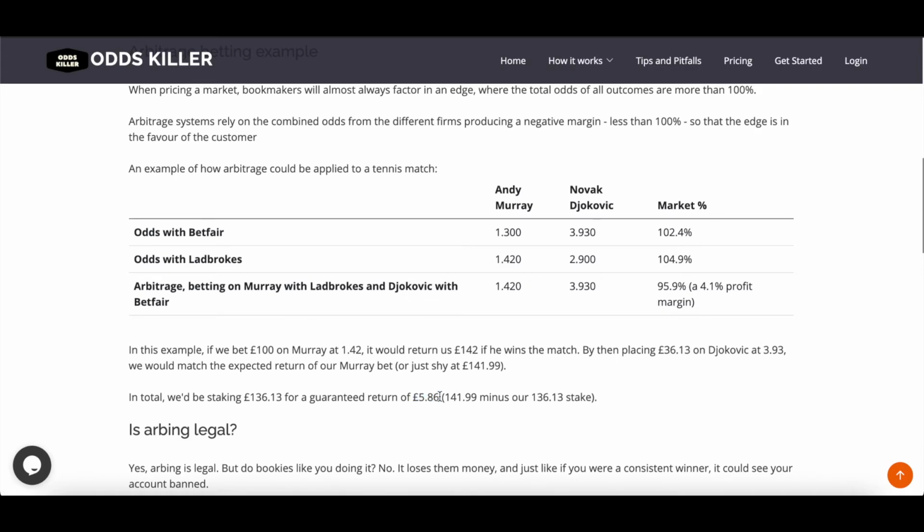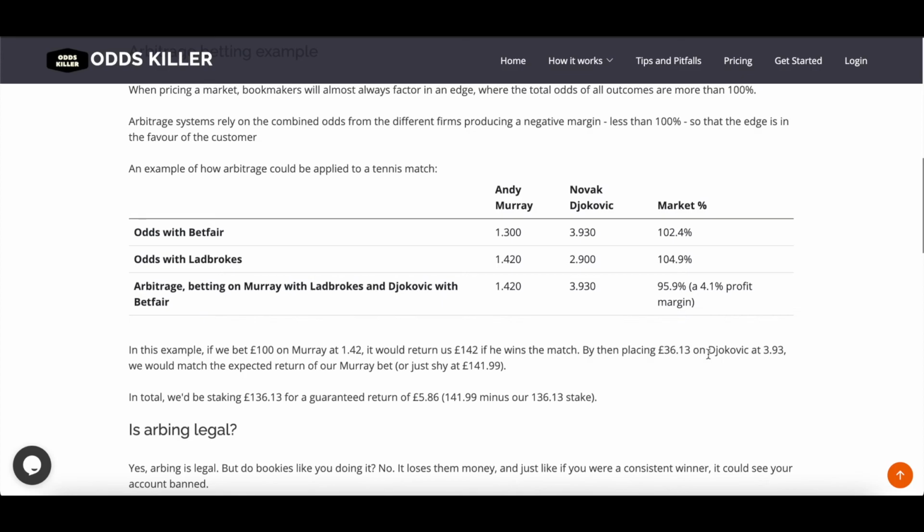So that's how it works. But this kind of situation is not going to be always there. You have to look for it. At any given point in time, there might be hundreds of such scenarios happening, but they last for only a few minutes. So you need to find them very quickly.